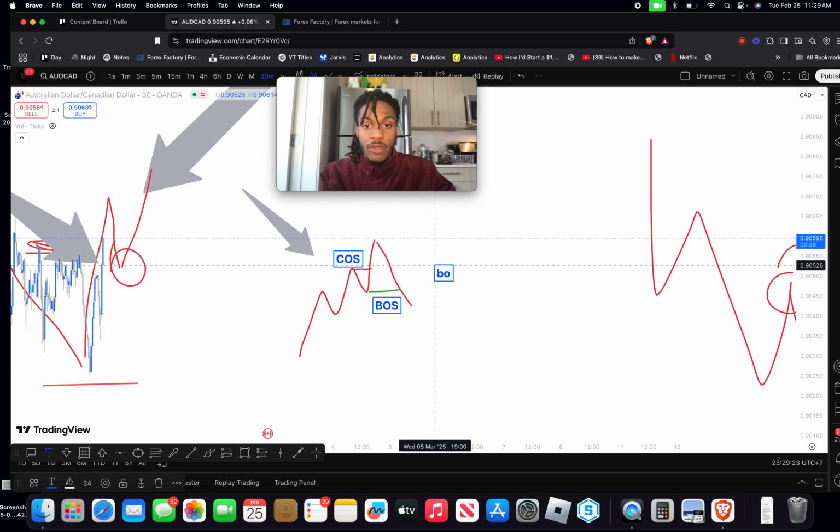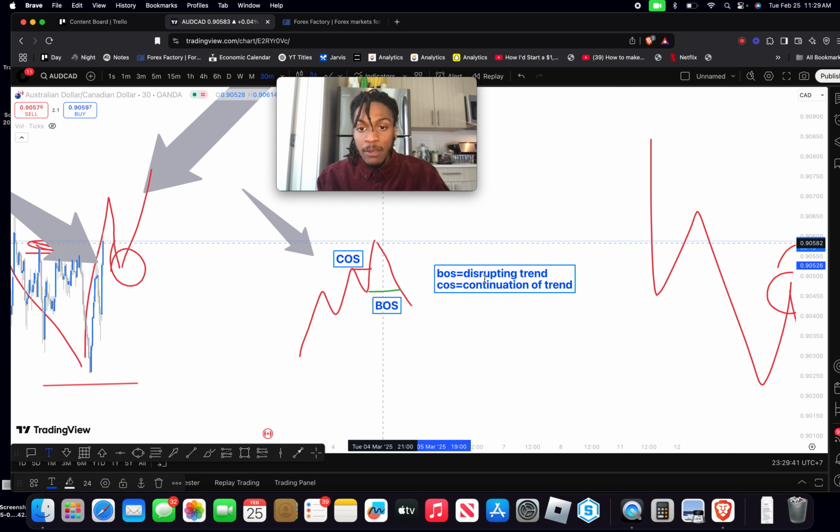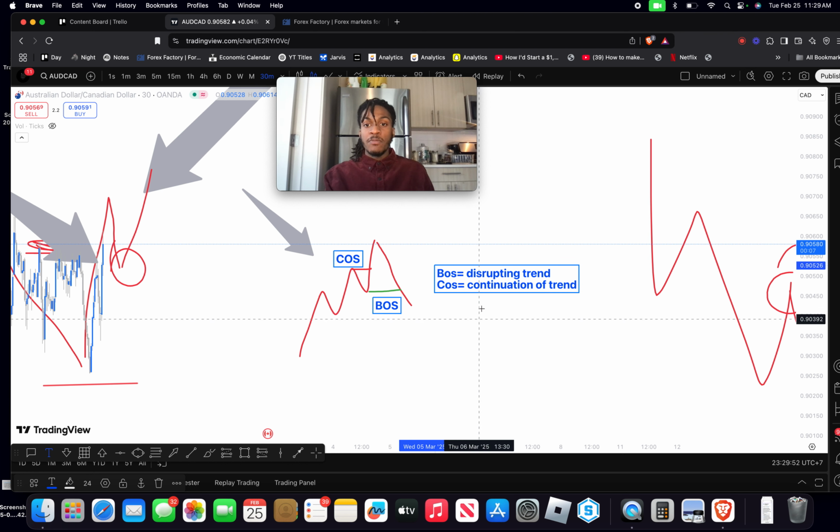So you can write BOS equals disrupting trend, and you can put COS equals continuation of trend, right? And I'm going to put spaces here so you guys can see this and it's not sloppy, so you can clearly see what I'm talking about. So BOS COS equals continuation of trend, disruption of trend.